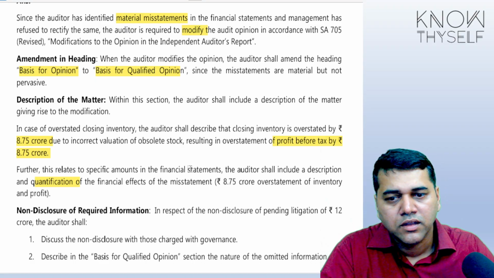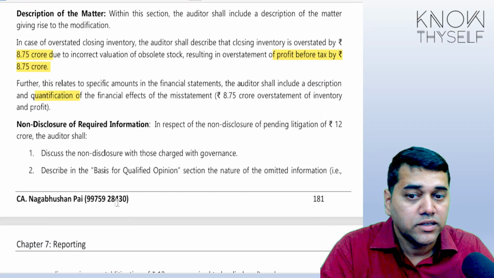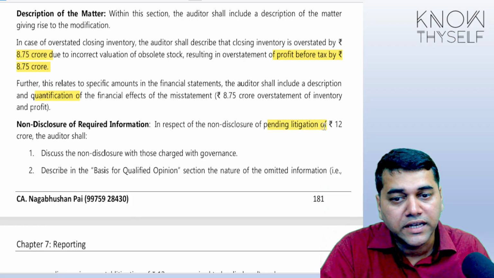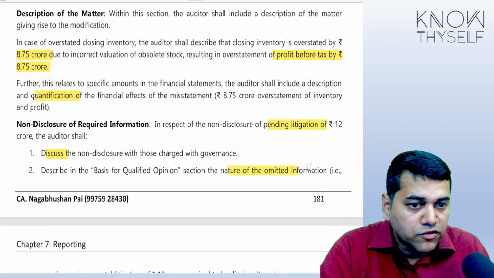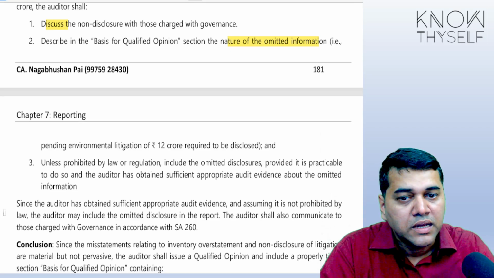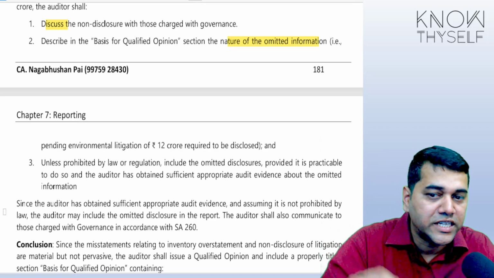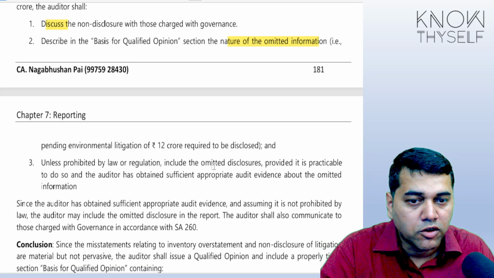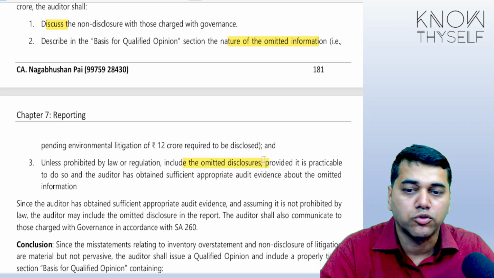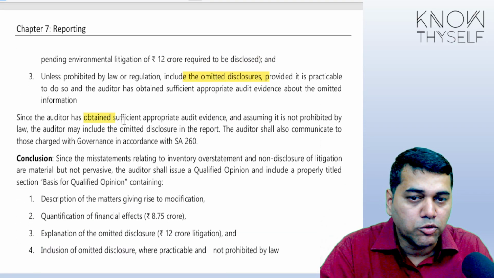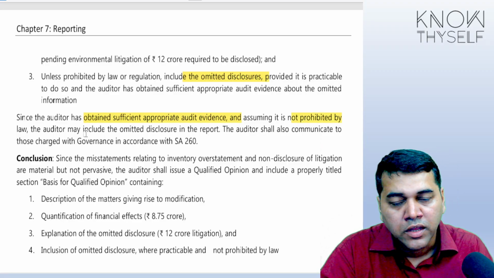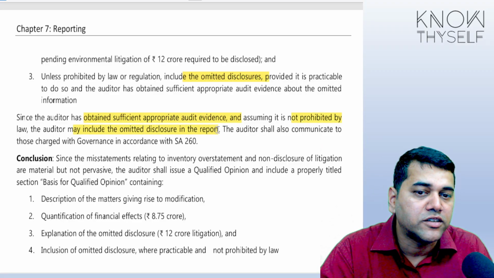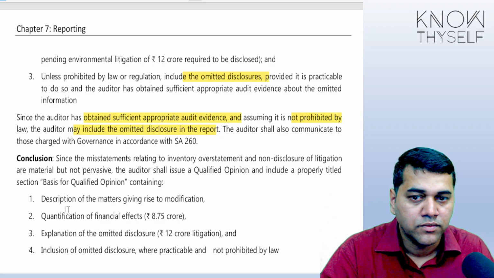Now, what about the non-disclosure? In the case of non-disclosure of pending litigation, first you should describe the nature of the omitted information. And what is that? Pending environmental litigation. This is the nature. And unless prohibited by law, you have to include the omitted disclosure. Since the auditor has obtained sufficient appropriate evidence and, assuming it is not prohibited by law, the auditor may include the omitted disclosure in his audit report.